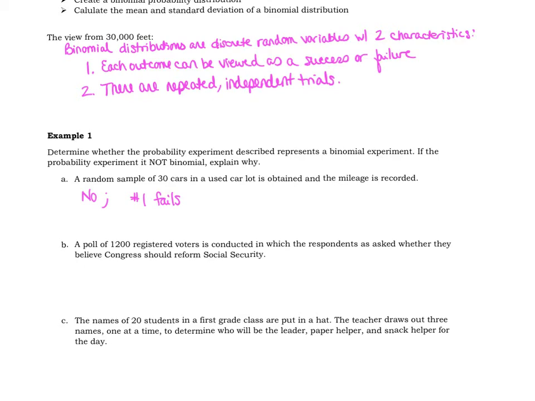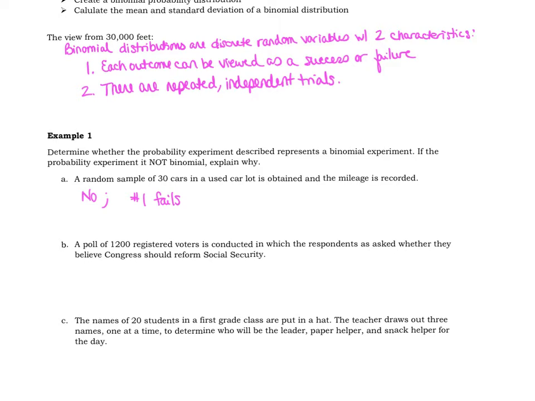All right, B. A poll of 1,200 voters is conducted in which the respondents are asked whether they believe Congress should reform Social Security. Okay, so is this binomial or not? So do we have an outcome that can be viewed as a success or a failure? Well, yeah, we do. They're not going to say success or failure, but their answer is going to be yes or no, right? Yes, they should reform it, or no, they should just leave it alone. So we fit number 1.